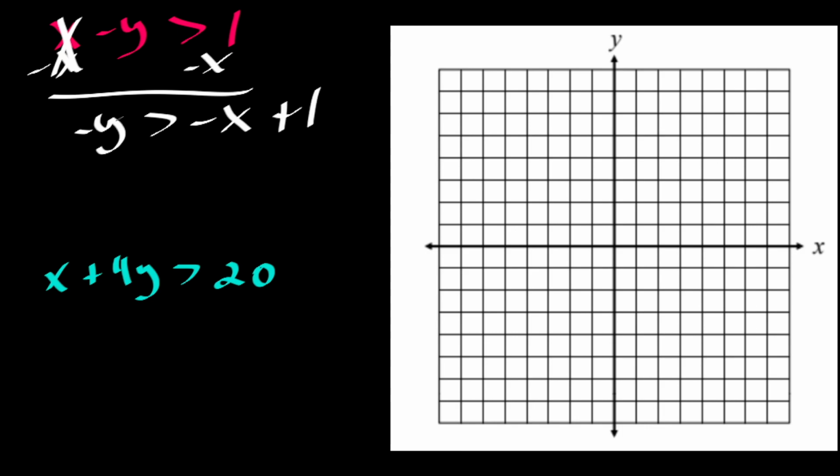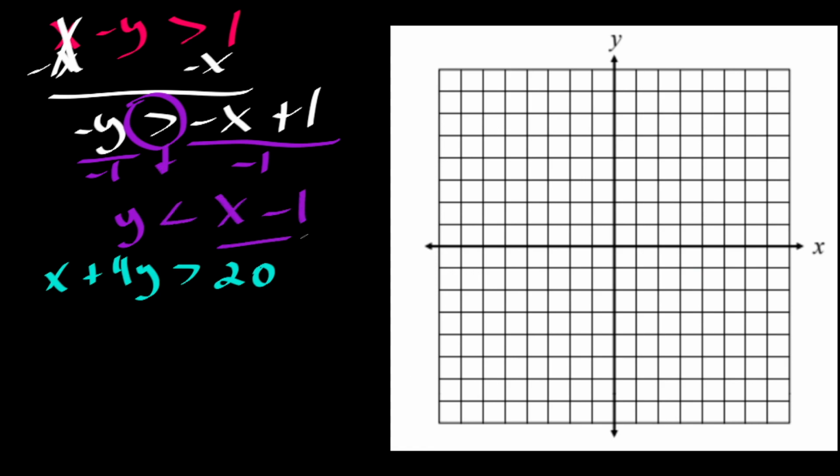Now, to get rid of that negative in front of y, I'm going to divide by negative 1, and I'll divide this entire side by negative 1. So I'll say y is greater than, but I'm actually making a mistake. Hopefully you see the mistake I'm making. When I divided by a negative 1 on both sides, this is an inequality, so that actually flips, and it becomes x minus 1.